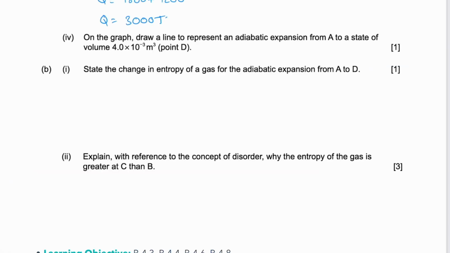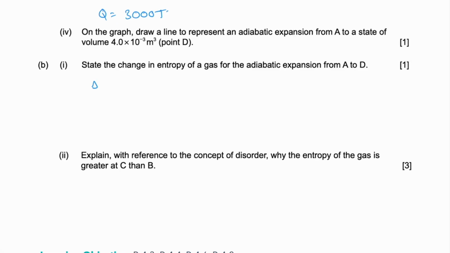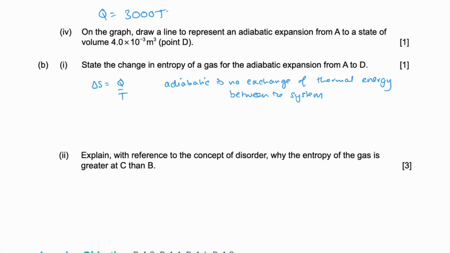B1. State the change in entropy of a gas for the adiabatic expansion from A to D. So change in entropy is Q over T. For an adiabatic expansion, adiabatic means there's no exchange of heat or thermal energy between the system and surroundings.